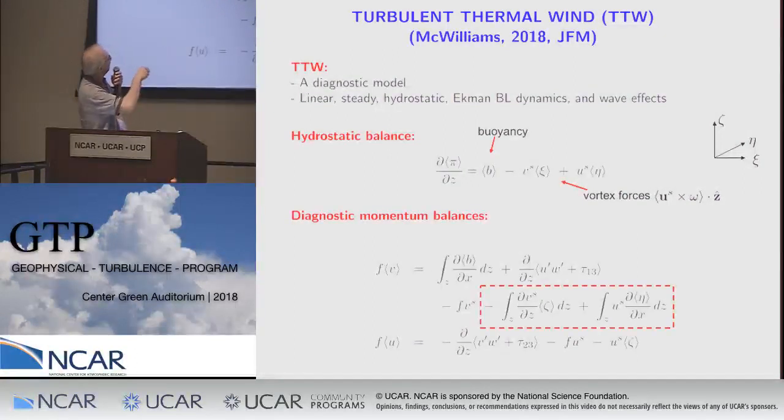So if you take that simple idea and combine it with this, you get this: the diagnostic momentum balance for V. If we just had this, that's geostrophic balance. You'd be perfectly happy. But we're in the boundary layer, so there's a vertical divergence of turbulence. That's the resolved piece of the LES, and here's the subgrid part. Here's one of the wave effects: Stokes drift. Because Stokes drift is propagating that way, the Lagrangian causes an up-wave current.